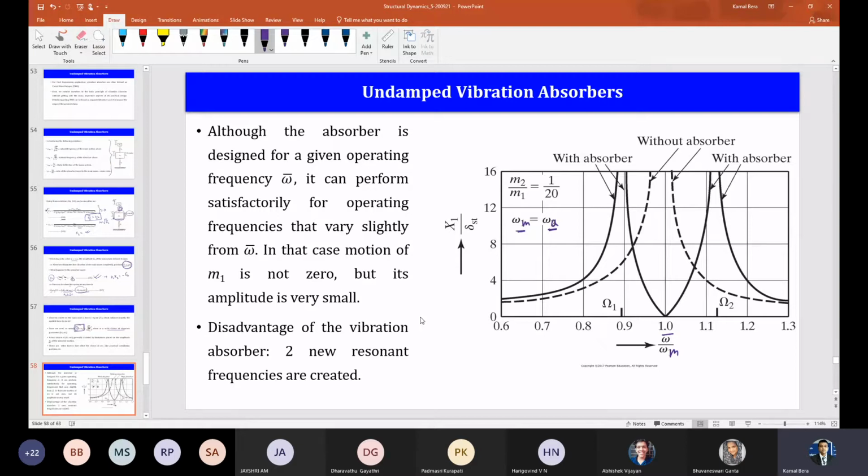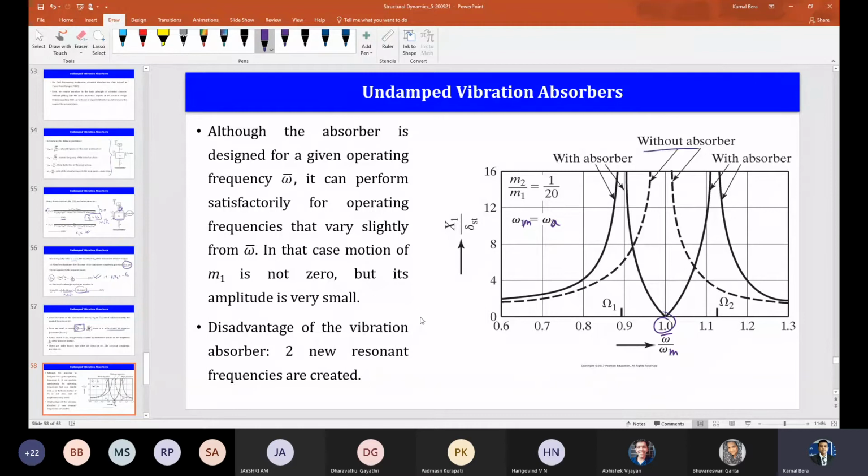In that case, you see the response without absorber and with absorber. This is the response, X1 by delta ST, the scaled response, normalized with respect to the static displacement. And this is the forcing frequency omega bar by omega M, omega A. So in this case, at the resonant condition, when omega bar by omega M is equal to 1.